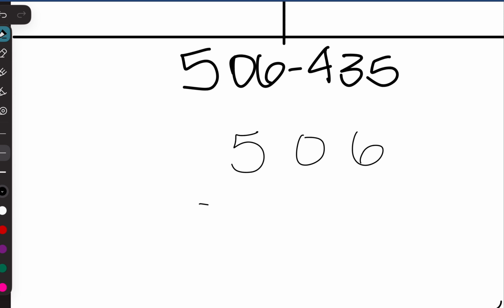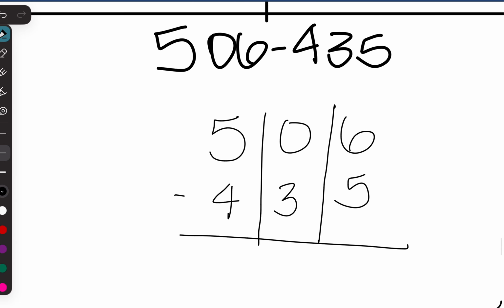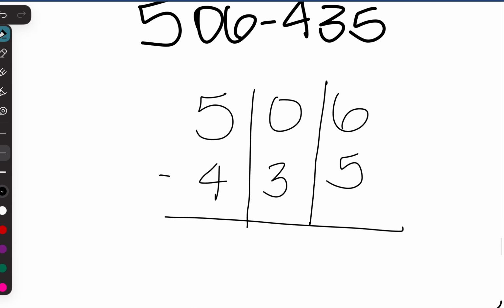506 minus 435. Okay, now remember, math is a story, and so you can tell yourself a story to help you figure out the process of regrouping here. All right, so when looking at this problem, my ones, tens, and my hundreds, I'm going to see, well, can I do 6 minus 5? I surely can. I can do 6 minus 5 in my ones place, so that is just 1.